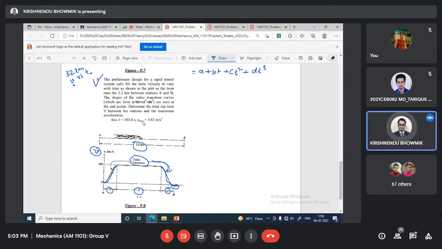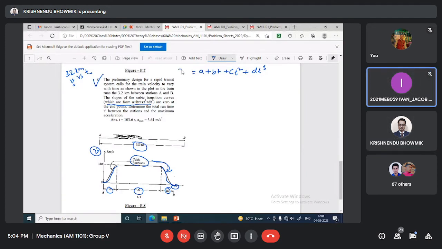The slope of the cubic transition curves is 0 at both ends. That I understood. But which are in the form of this? What does it mean? Is it representing the curve or the slope? This curve means velocity or acceleration? Velocity. So this is the velocity curve.